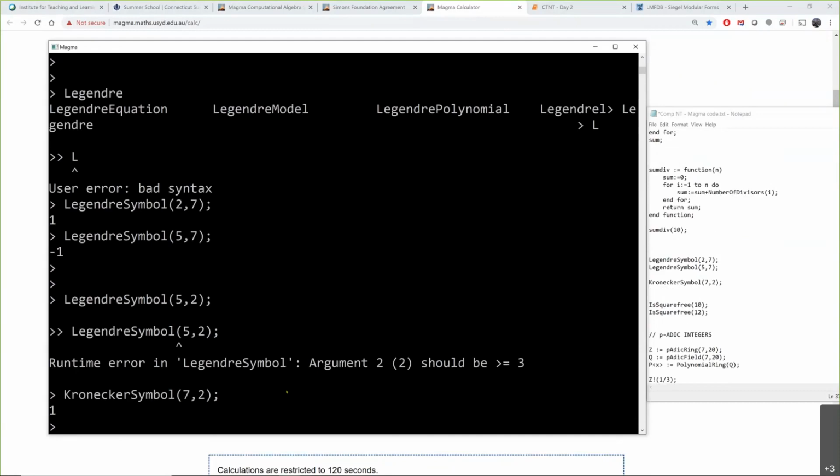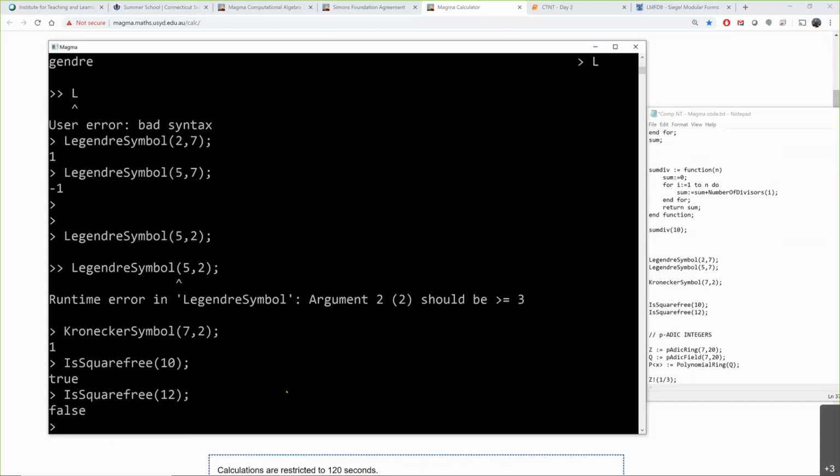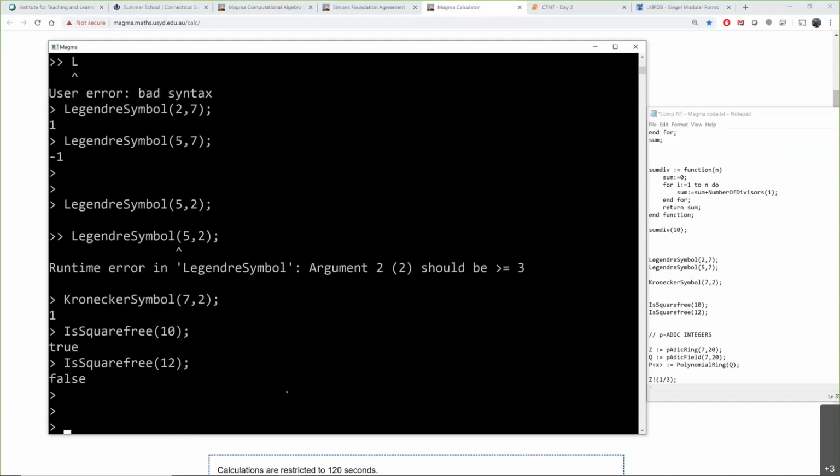Other things that are important: I can check quickly if a number is square free. Yes, 10 is square free. 12 is not square free. All right. So let's move on to something else.